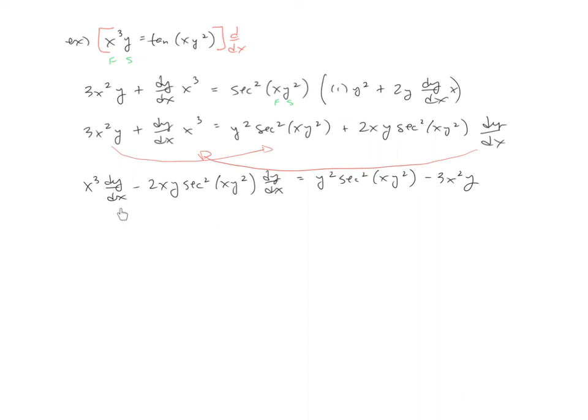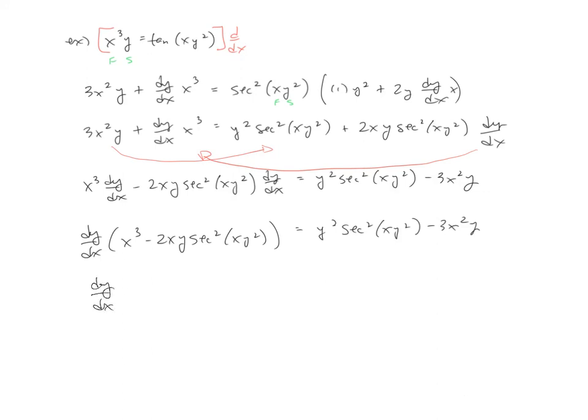Now, everything on the left has a dy dx in it, so I can factor that out, leaving me with an x cubed minus 2xy secant squared xy squared. Nothing changes on the right side. And then finally, I'm going to divide this guy off underneath here. And that should give me my dy dx all by itself. All right, kind of an awkward silence there while I wrote.